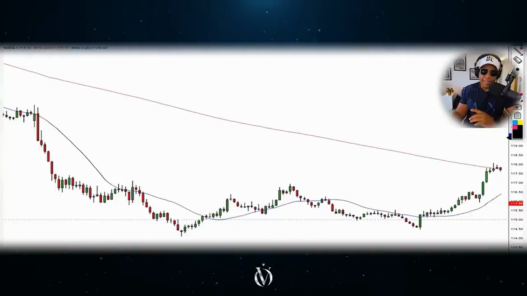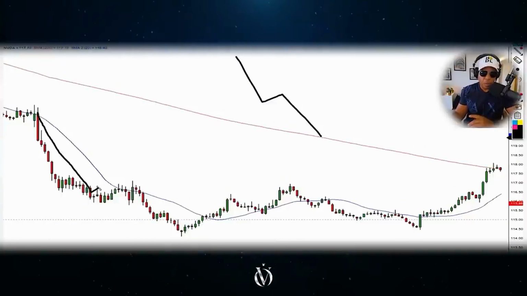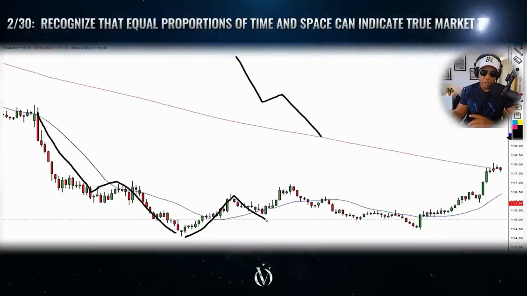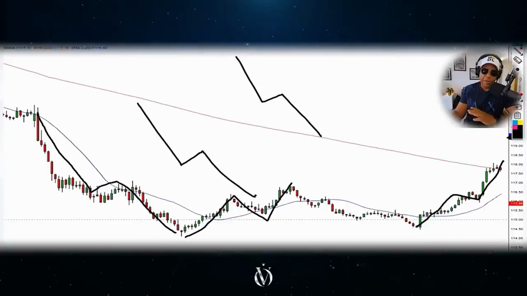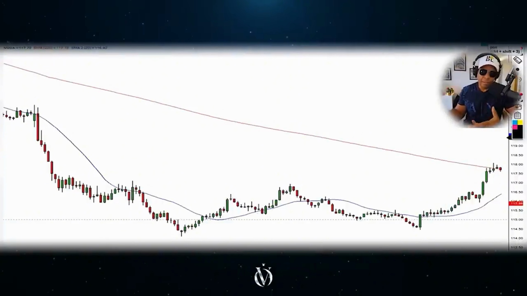If I'm playing to the downside, traders, I'm looking for this. 1, 2, 3. Look. On the upside, we're looking for 1, 2, 3. You understand? From the upside, 1, 2, 3. From the downside, 1, 2, 3. If you're not going for that, then you don't know what you're doing. Space. This is your space part. And then here's your time.